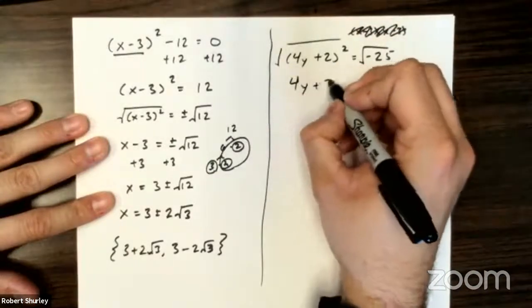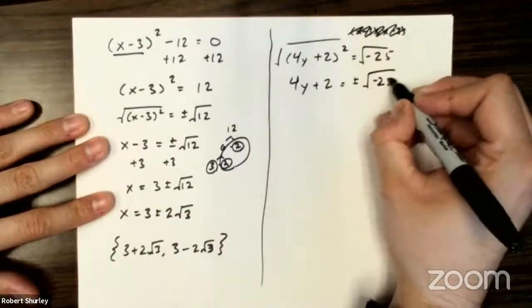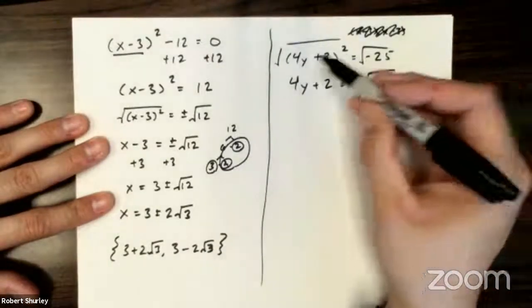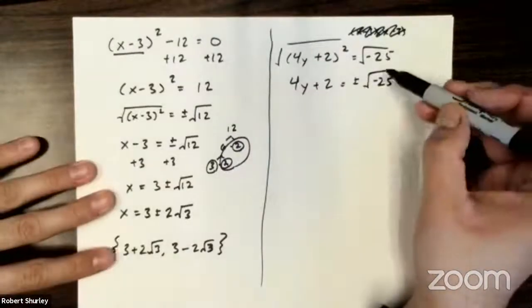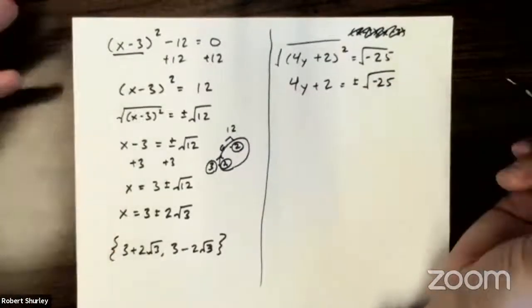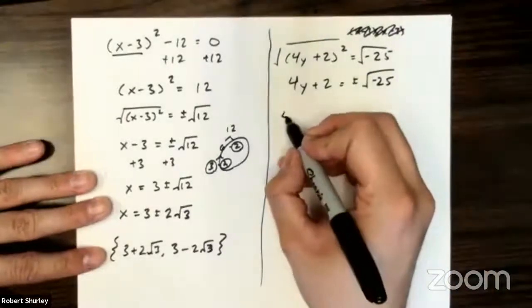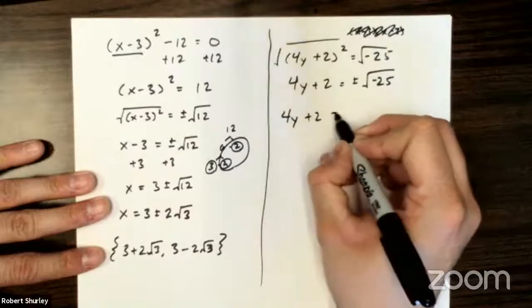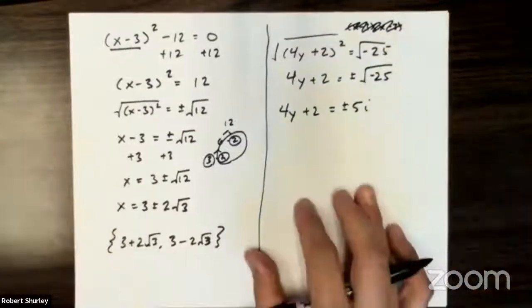So I get 4y + 2 equals plus or minus the square root of negative 25, right? When you take the square root, it gives you the plus or minus. Now I'm going to simplify this out. I know the square root of 25 is just 5, and it's negative, so it's going to be i. So 4y + 2 equals plus or minus 5i.